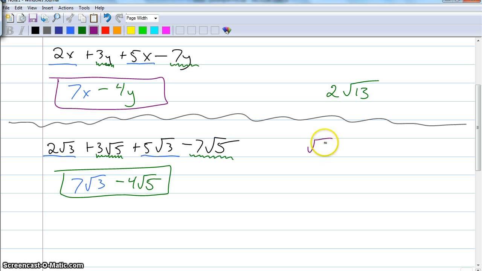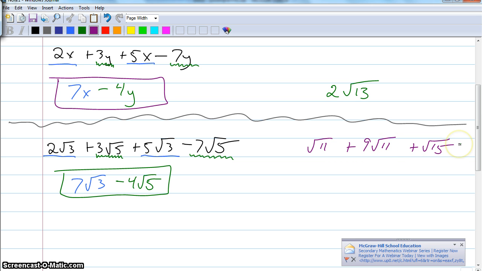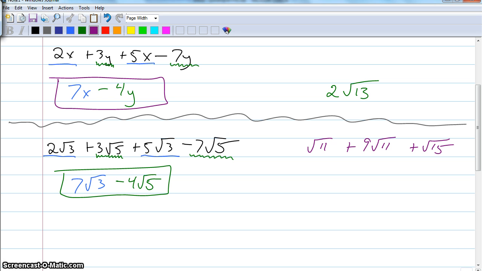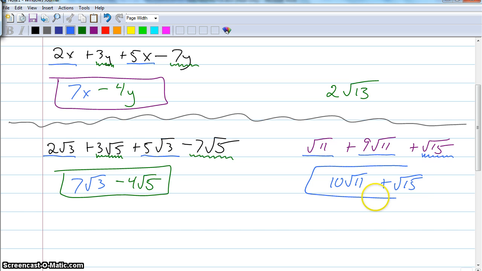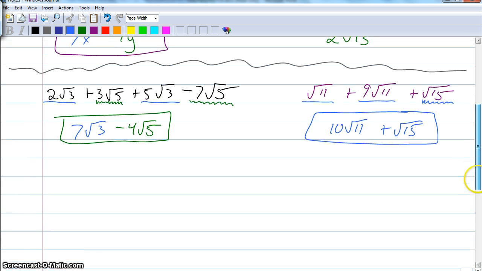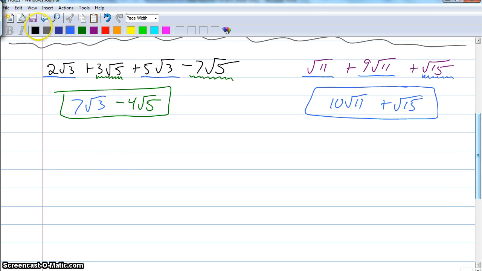All right? So let's do another example. How about root 11 plus 9 root 11 plus root 15. All right, so what are our like terms? We got a root 11 here and 9 more root 11s here, so we have 10 root 11s. Is this the same thing? No, it's a different thing, so we have to leave it alone. It cannot be combined with the root 11 here. All right, so let's try a couple more.